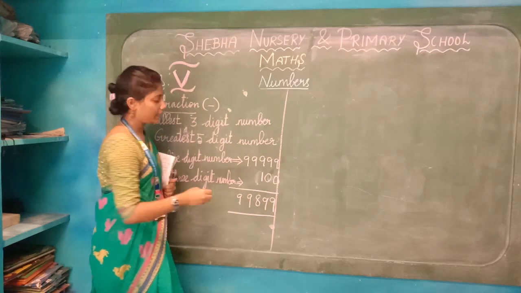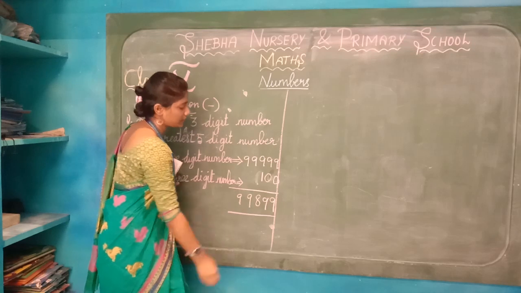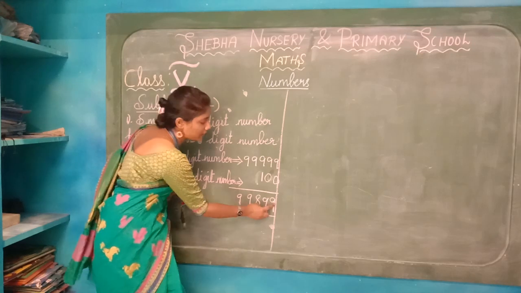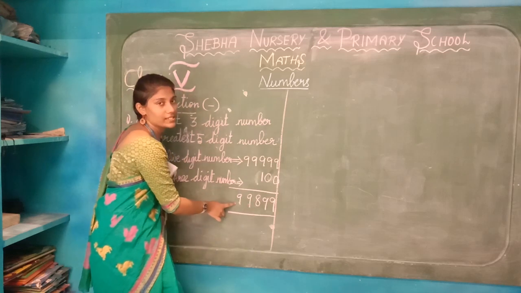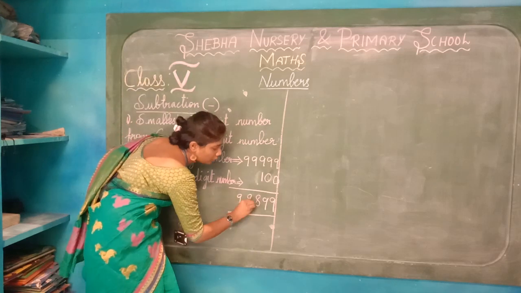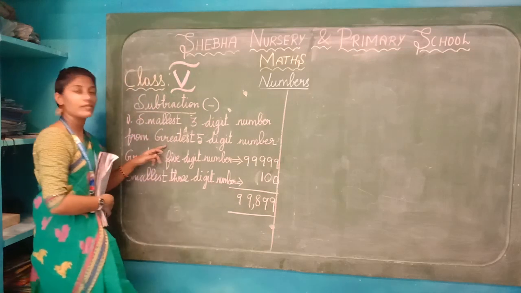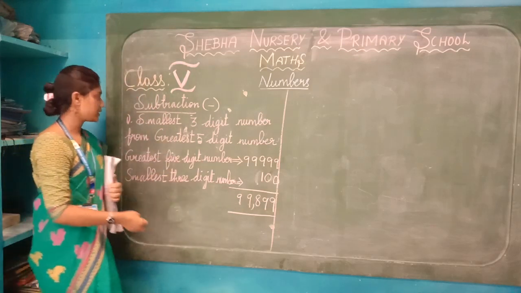Okay children, and then you have to put the commas. In this, ones, tens, 100 is one period and then 1000, 10,000 is one period. So in each period you have to put the commas. So this sum was over. Move to the second sum.